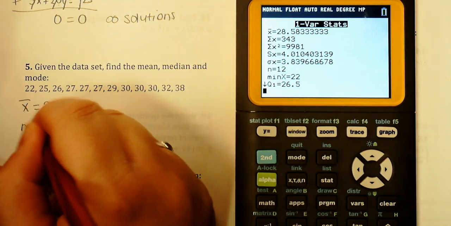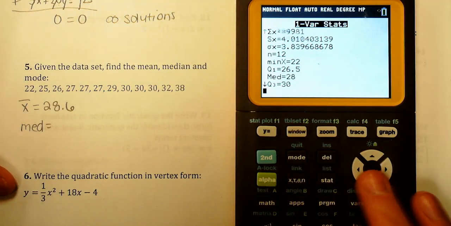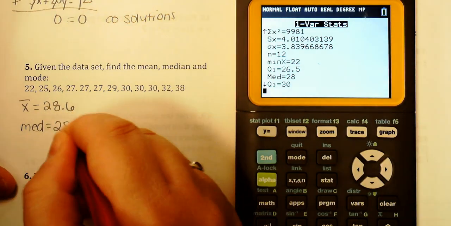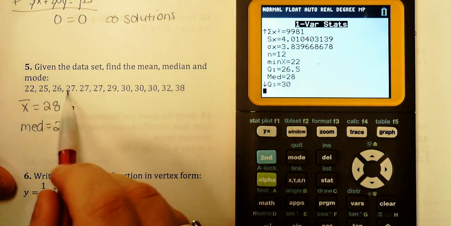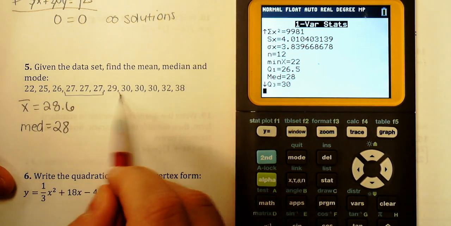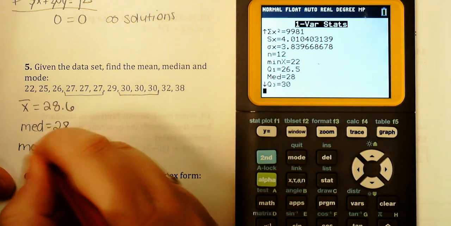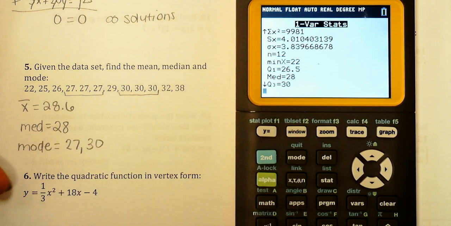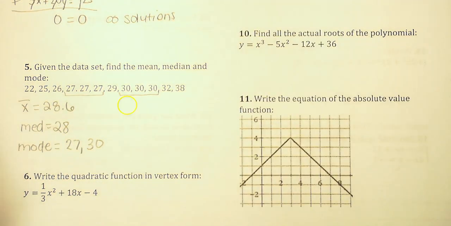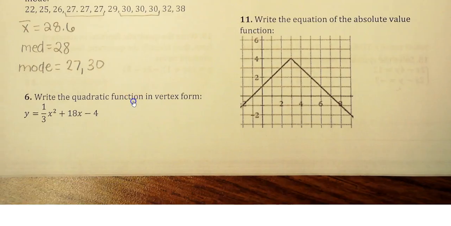Your median, remember, you can also see on here, or you can do this by hand. Median should be 28. And now mode is not displayed on the screen here, so we have 27 3 times and we have 30 3 times. So you actually have 2 modes for this data set, 27 and 30. And let's slide up to do number 6.